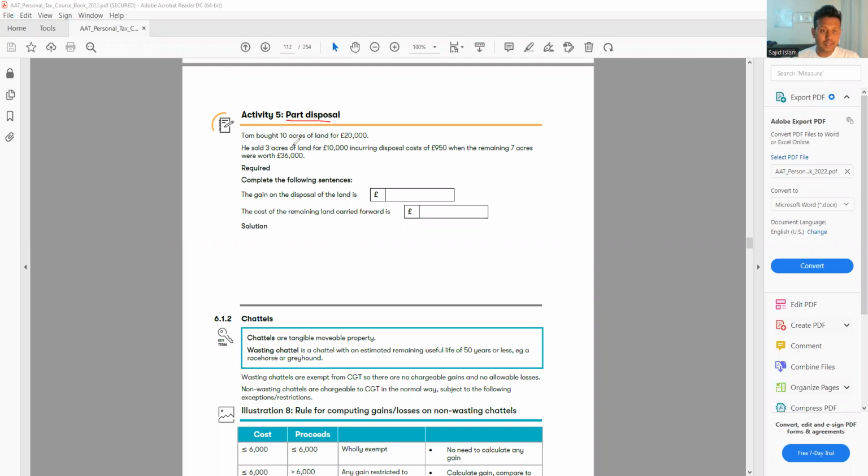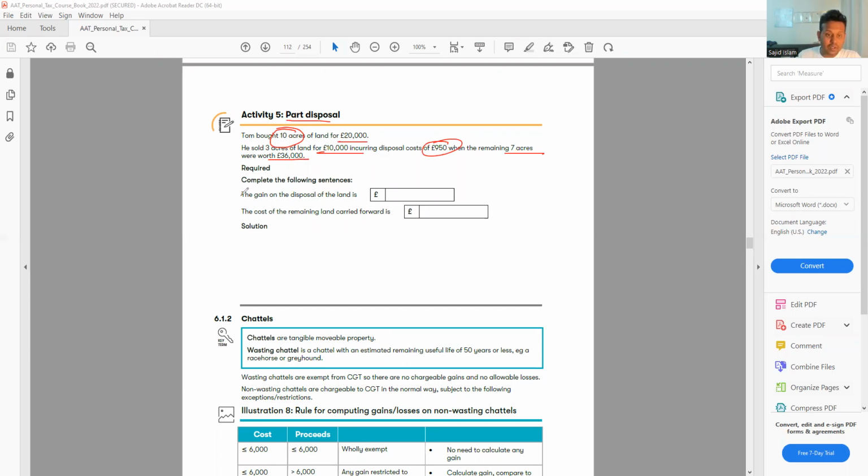Tom bought 10 acres of land for 20,000. So 10 acres, 20,000 is the total. He sold 3 acres of land for 10,000, and the remaining 7 acres have a value of 36,000, and the disposal cost is 950. The gain on the disposal of the land and the cost of the remaining land carried forward is. So we need to find out both of these. So let's try to find it out.